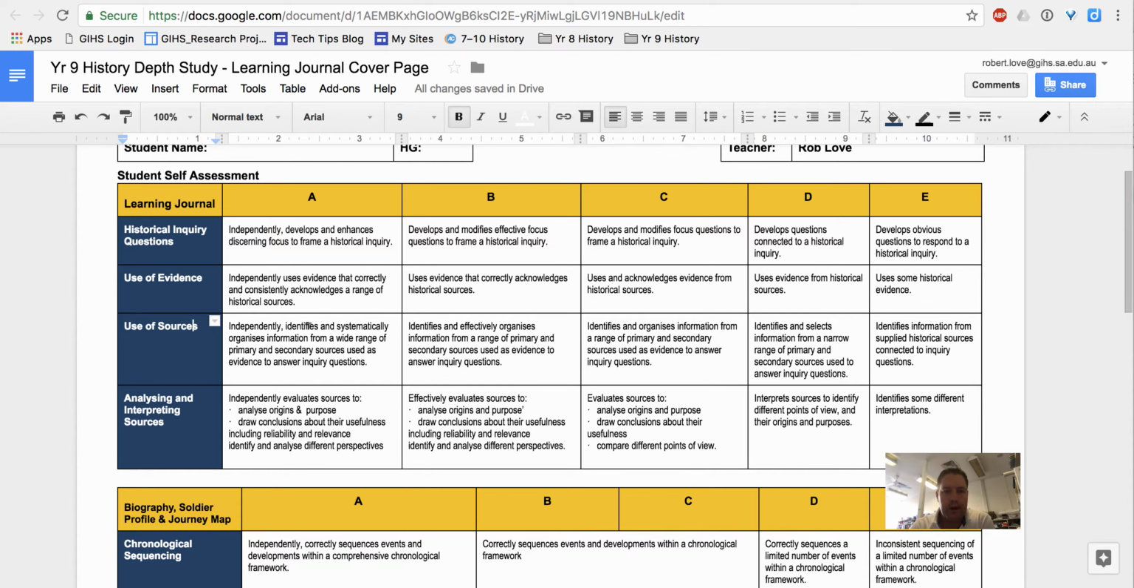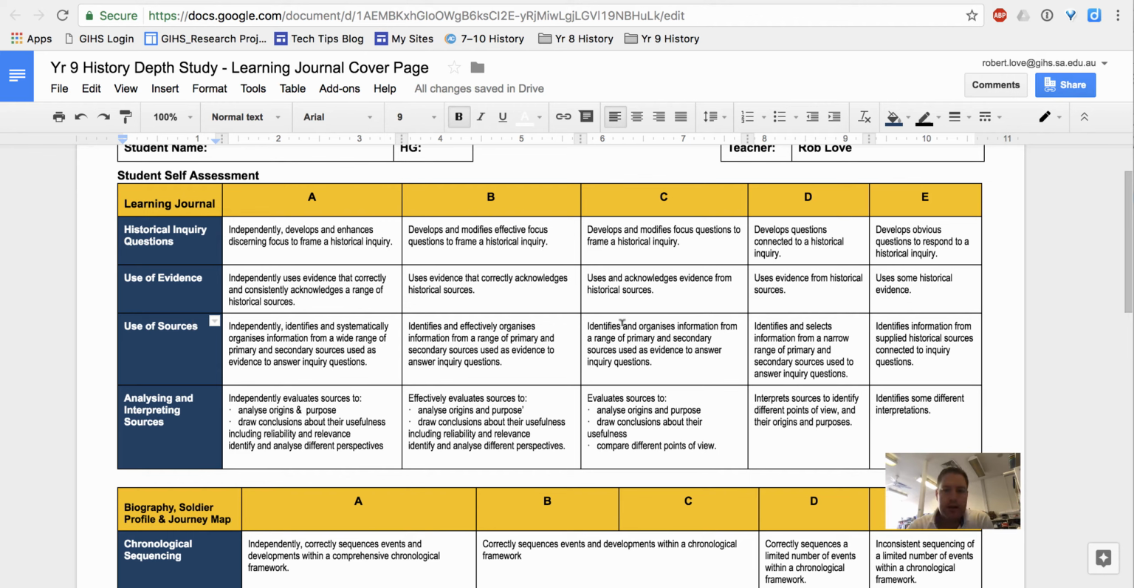If you have independently identified and systematically organised the information from those sources, both primary and secondary, you are in the A band. If you have only identified and organised that information, then you're in the C band. Because of the way we've structured this inquiry, most of you are independent. However, the effectiveness of the information that you've been able to cite will determine whether you're in the A or B.